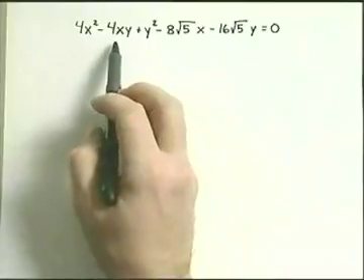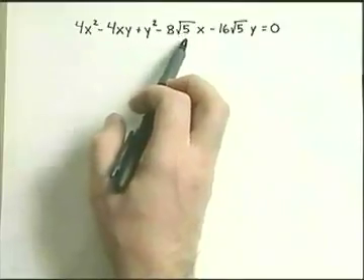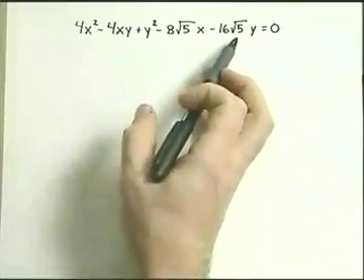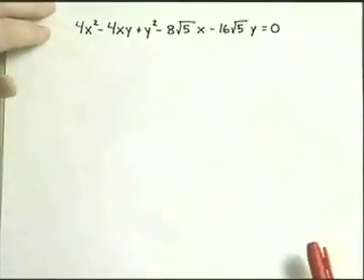In this next problem, we're going to graph a conic section using a rotation of axis. What we have is 4x squared minus 4xy plus y squared minus 8 root 5x minus 16 root 5y equals 0. We want to graph this equation.